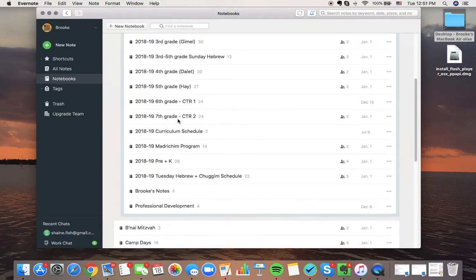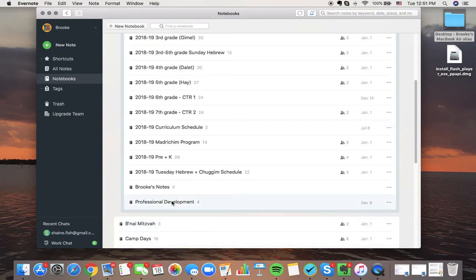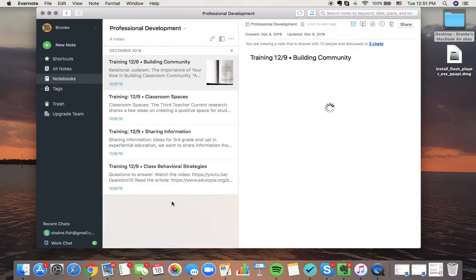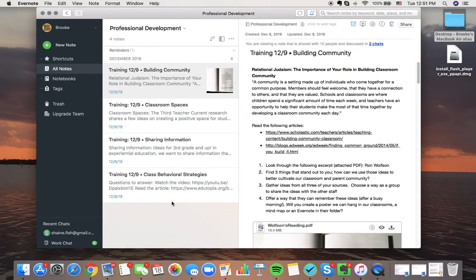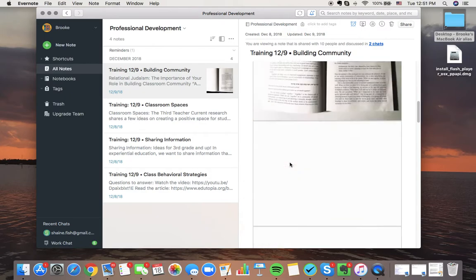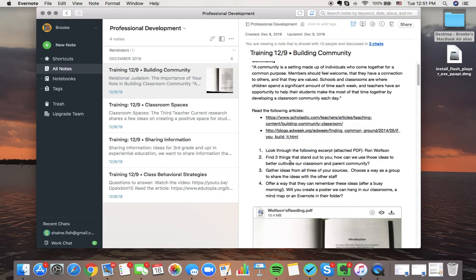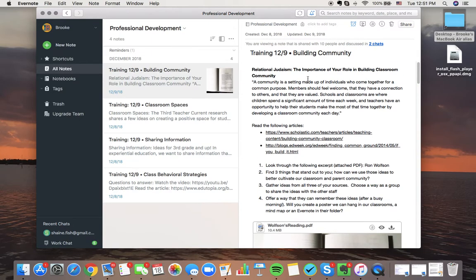So if we go into notebooks here, we have the professional development notebook. That's the initial trainings that we did for this last meeting. You can see that there are 4: building community, classroom spaces, sharing information, and class behavioral strategies. I included readings. The Wolfson reading is actually from my family's class, but it fit in so well with building community. So I basically explained and then went into some of the resources, either that I have found or that you provided in the area for the class, or from other classes. And then each group of teachers, we divided into groups of 2 or 3 that day.